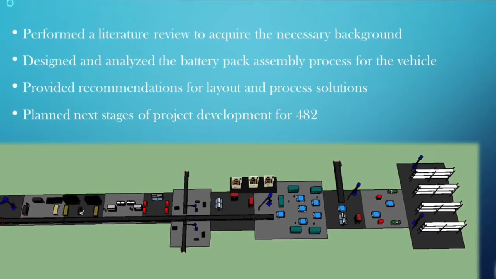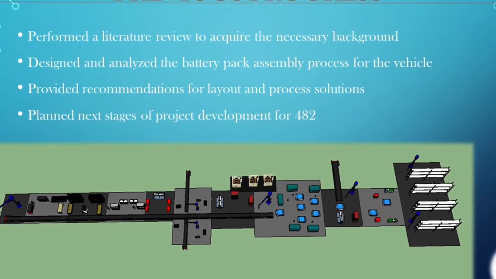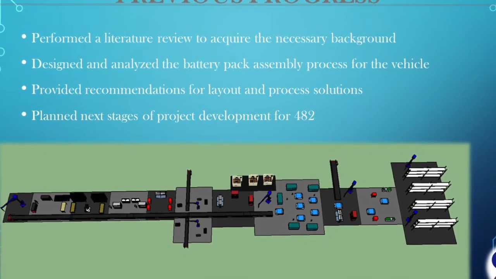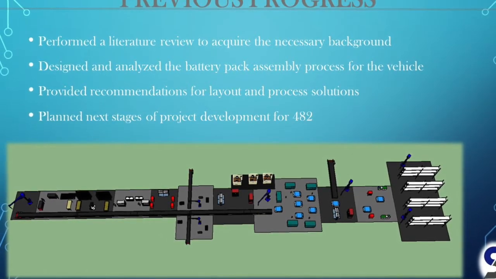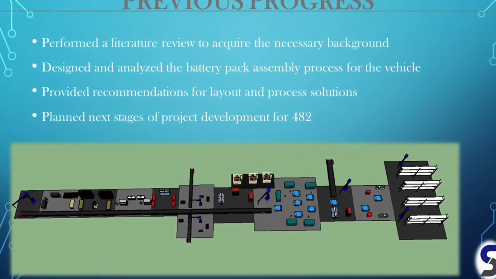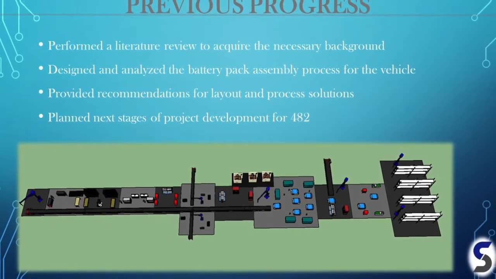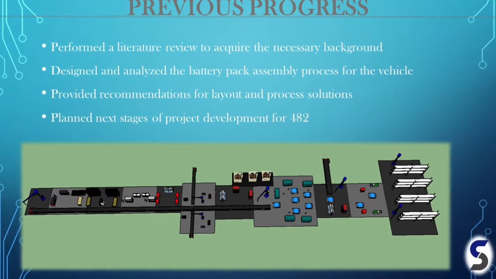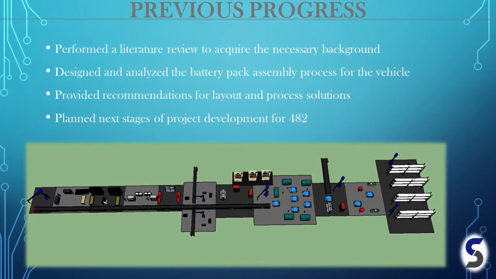Previously, in our 481 class, we had performed a literature review to acquire the necessary background dealing with electric vehicles. We also designed and analyzed the battery pack assembly process for Sharpell's vehicle. We provided recommendations for layout and process solutions of the battery pack assembly and began planning the next stages of the project development in 482.